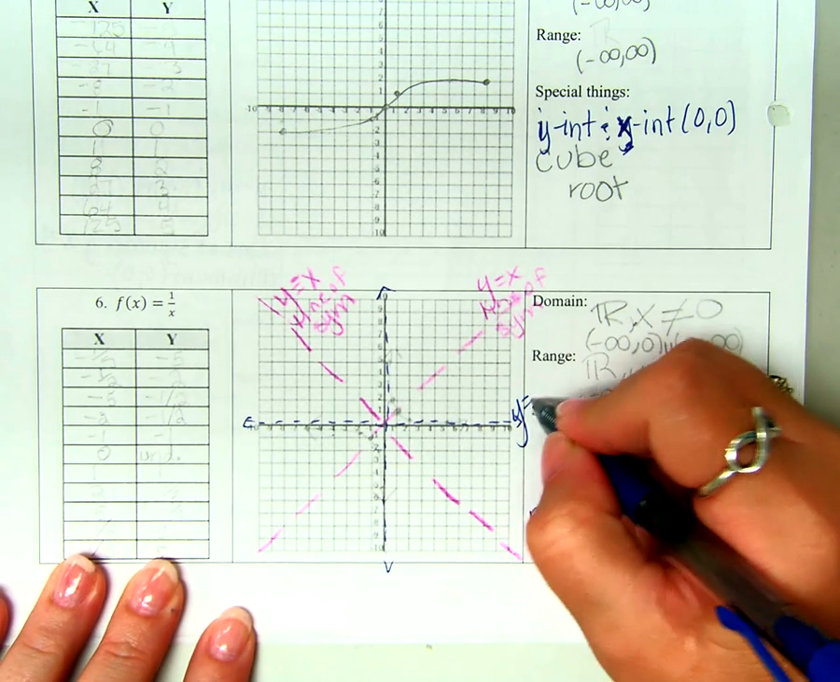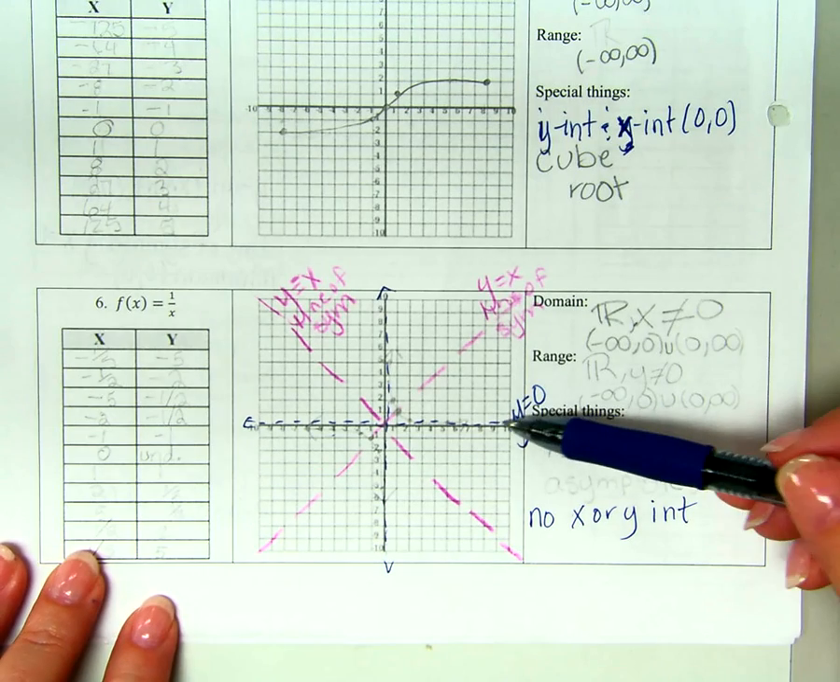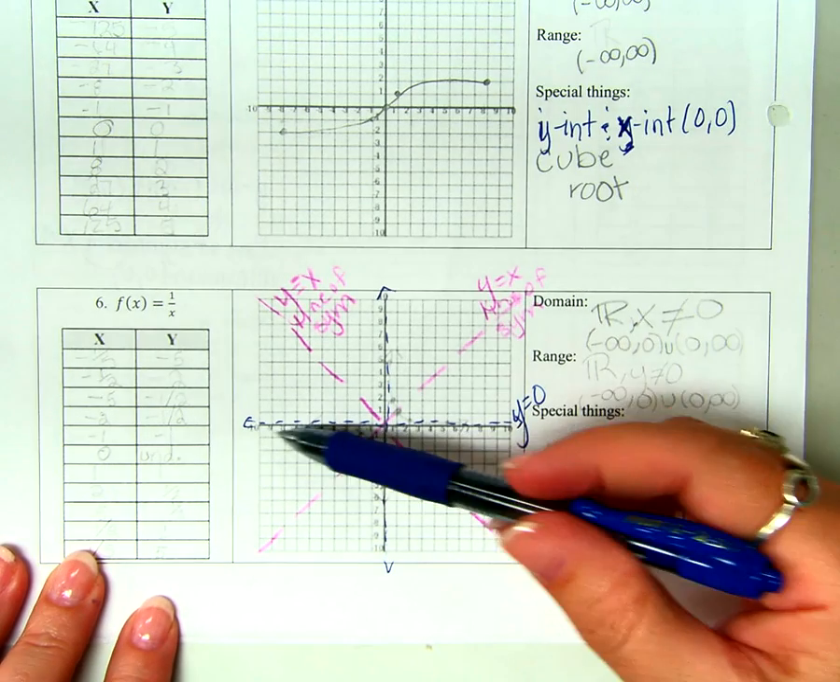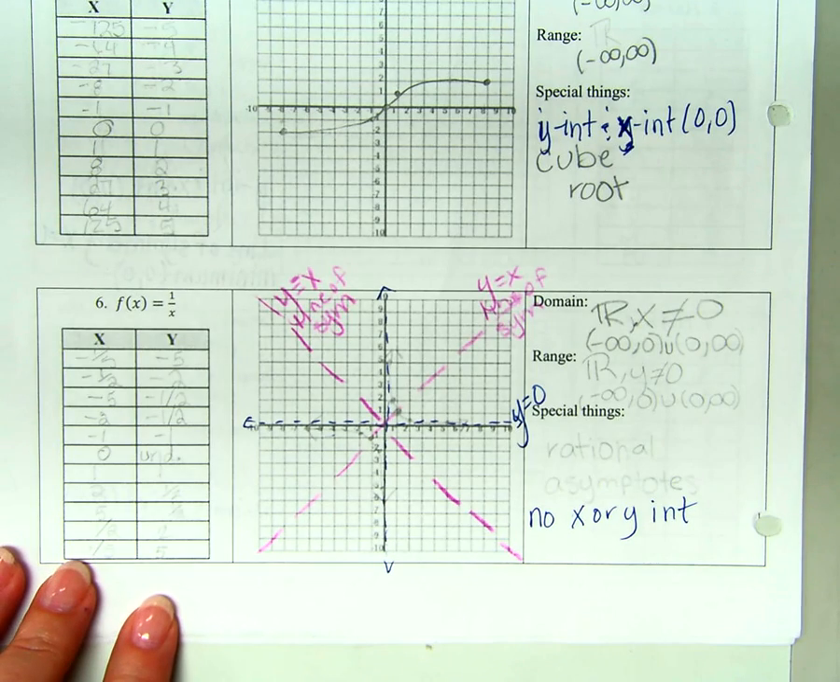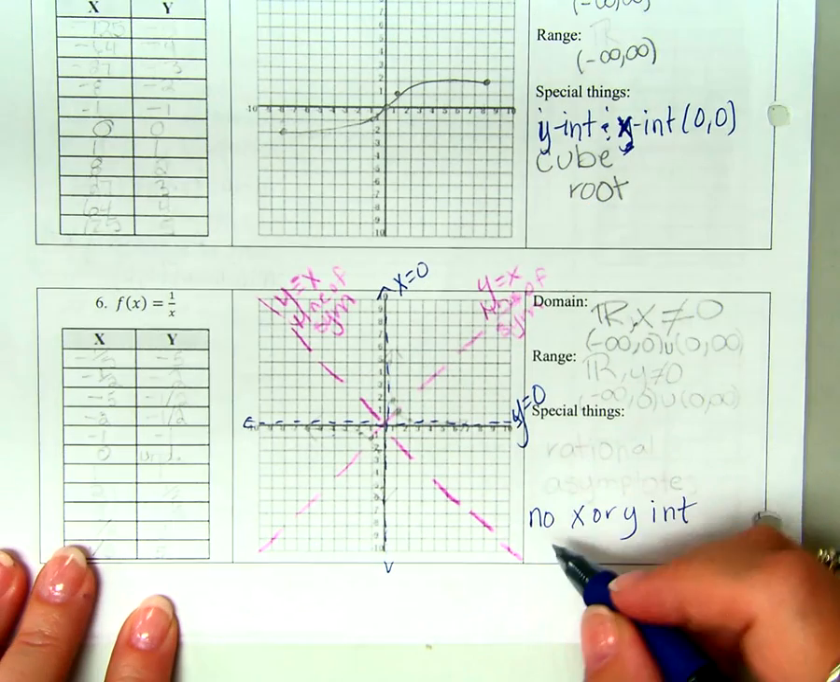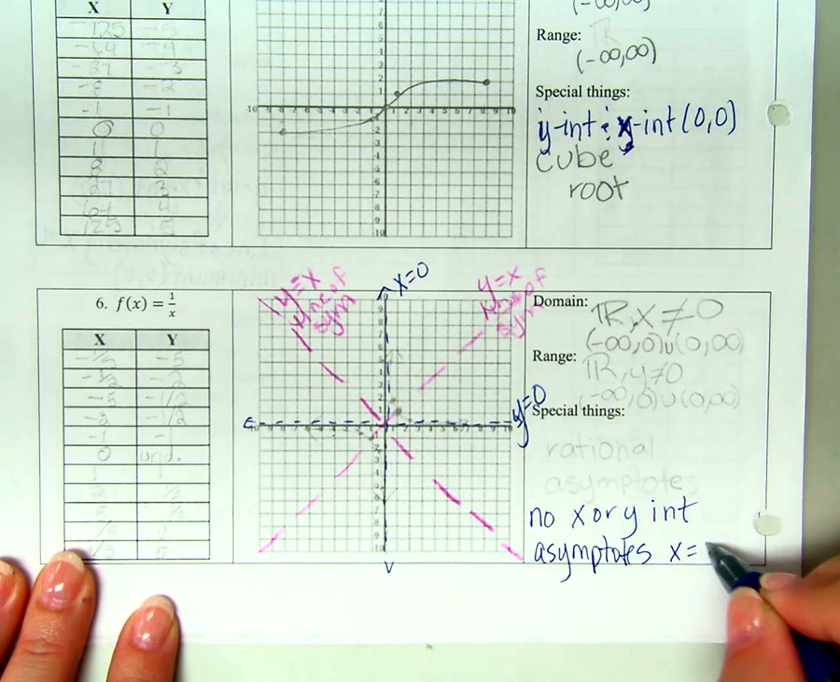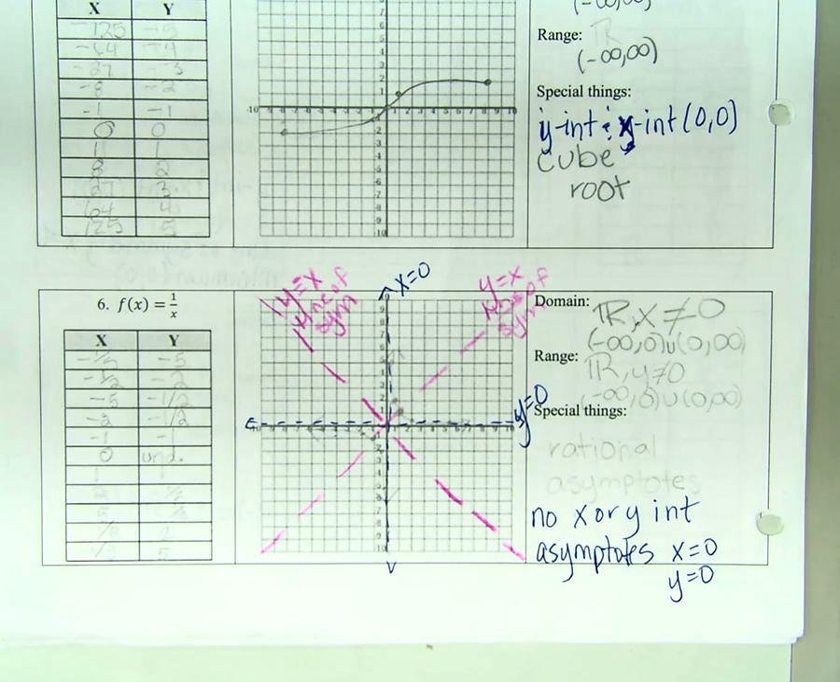Y equals 0. I know that that's the x-axis, that it's a horizontal line, and we name horizontal and vertical lines by which axis they're crossing and where. This is crossing the y-axis at 0, so the equation of this line is y equals 0. Okay? What about this one? X equals 0. So I have asymptotes at x equals 0 and y equals 0. Questions?